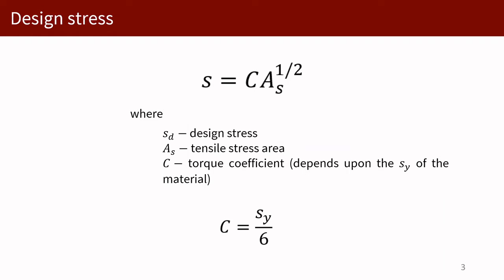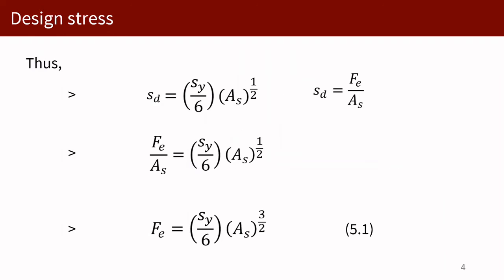Okay. So this C, or the torque coefficient, can be approximated as equal to 1/6 of the tensile strength of a material. So from there, substituting the expression for C into the equation for the design stress, we have S_D is equal to S_Y over 6 times A_S raised to the power of 1/2.